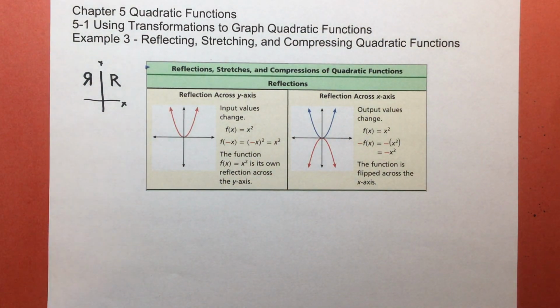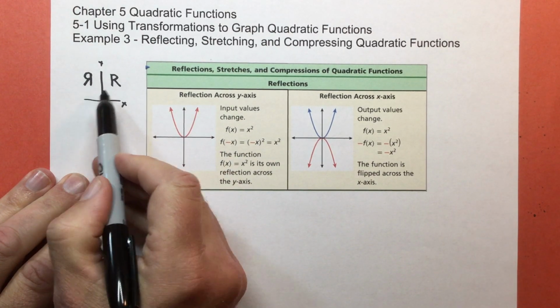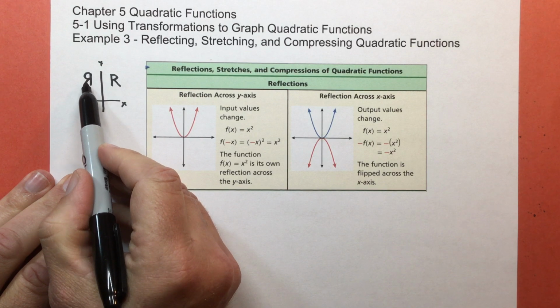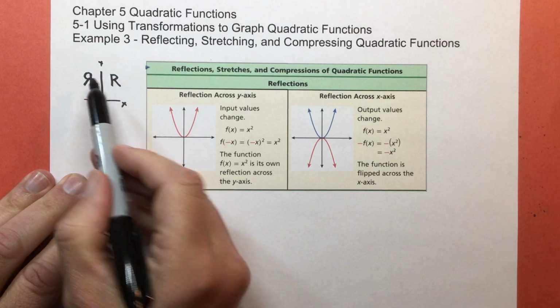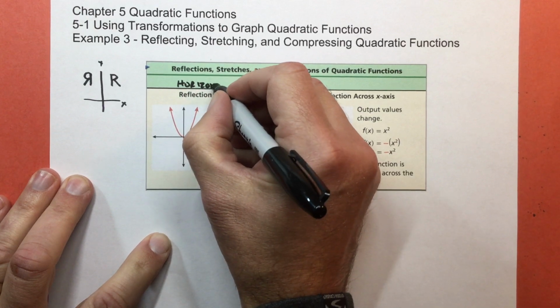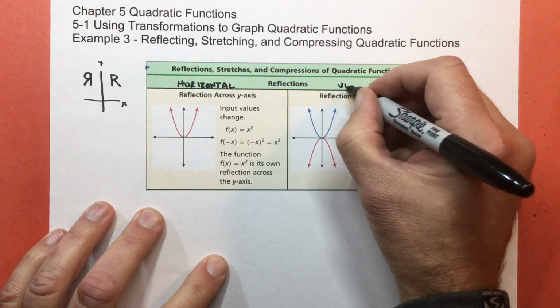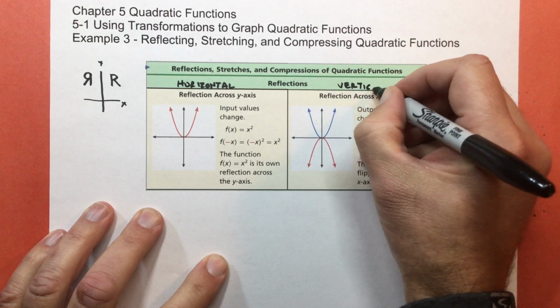That's because, and remember, this is a horizontal reflection because you're going this way. You're going from the left side to the right side, from the right side to the left side. So this is horizontal, the direction of the transformation. This one is vertical. We'll talk about that as soon as I'm done with this one.